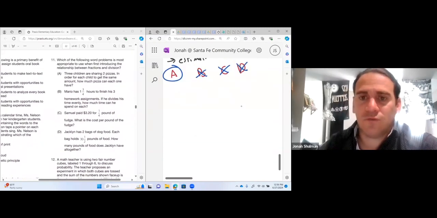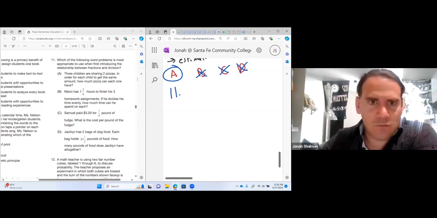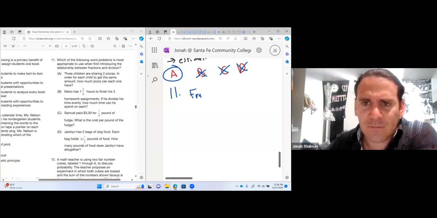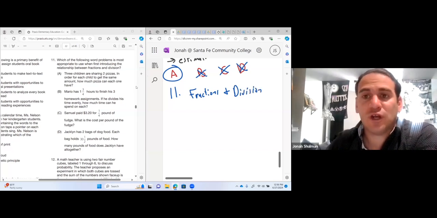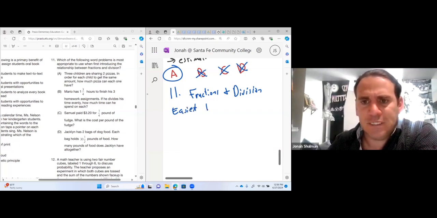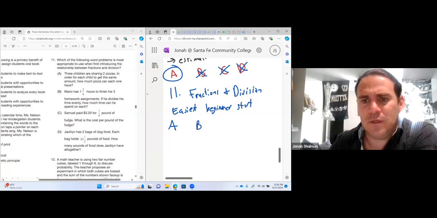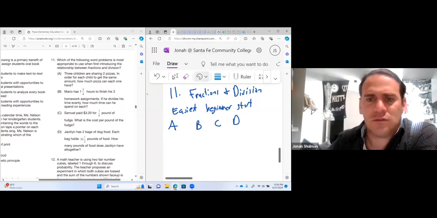Let's see what 11 has in store for us. Which of the following word problems is most important when first introducing the relationship between fractions and division? Okay, so which word problem should we do? This is another sequencing question. We're trying to find the easiest beginner step, because that's what we want to do first, not last. All right, so we have A, B, C, and D.